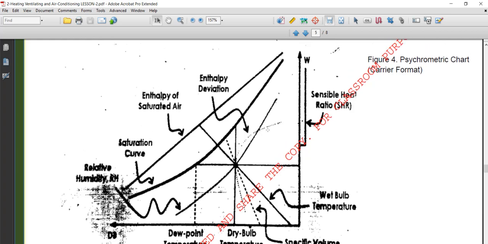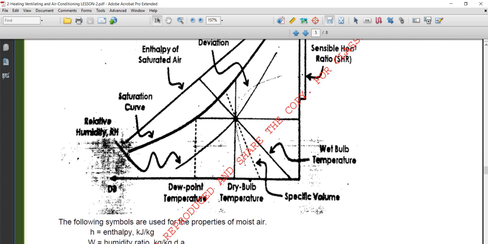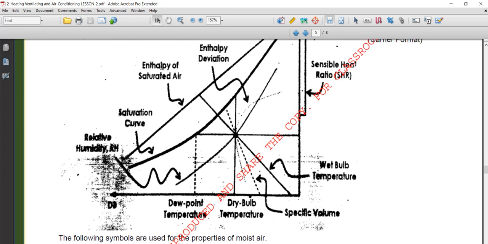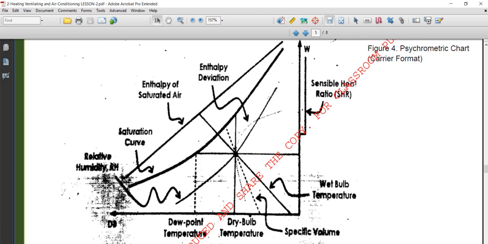So you will notice we have your dew point temperature, which is where you hit the curve. We have the saturation curve going here. Then we have the dry bulb temperature going here. Usually all the vertical lines will be the dry bulb temperature. Okay.